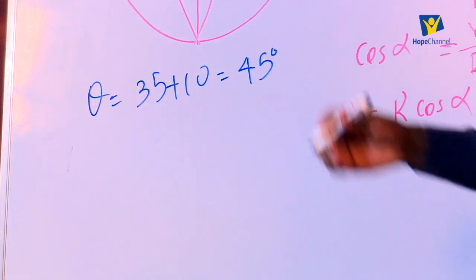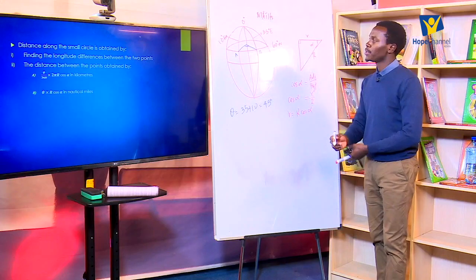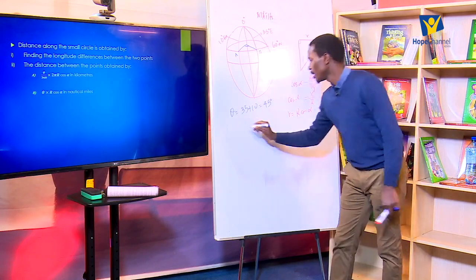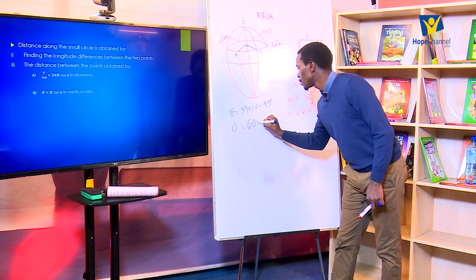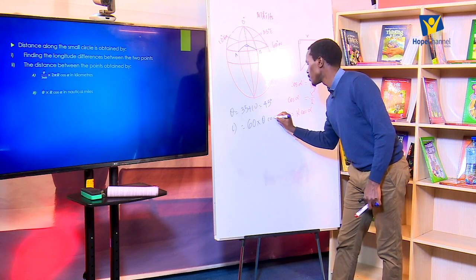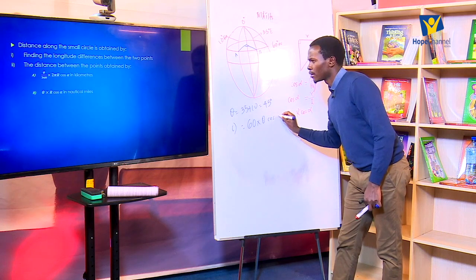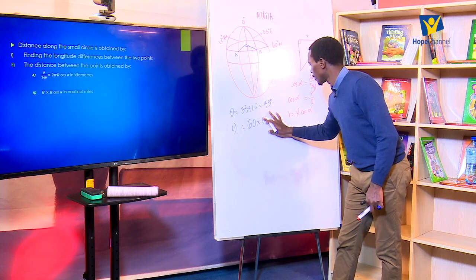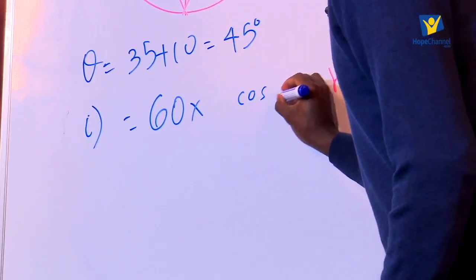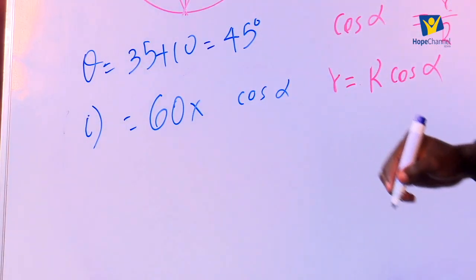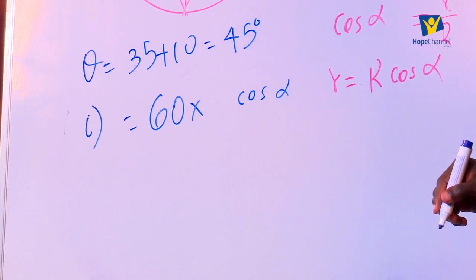After getting that, now we can use the formulas to calculate the distance between the 2 points. Number one, in nautical miles, it will be 60 multiplied by theta cos alpha. Should be cos alpha. Leave alone what I wrote there, it's slightly a mess.